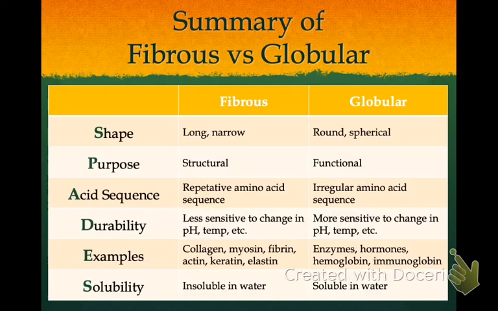I promise this is the last slide of notes. I know this was a lot of information, but here's just a summary of the fibrous versus globular proteins. As far as the shape, its purpose, the amino acid sequence, what does that look like, its durability, examples of the types, and solubility in water. So just a real quick summary of those. You can look through that at your leisure.